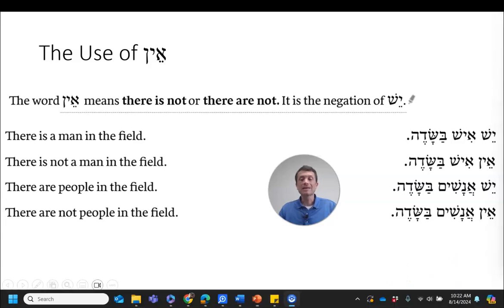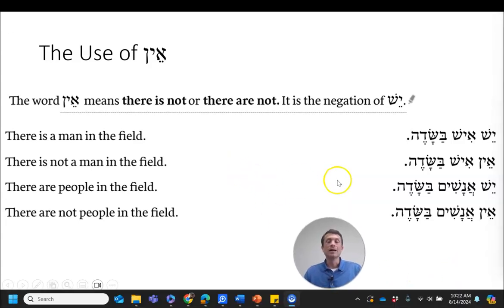Okay, now let's take a look at the negative particle of existence here. The word ein means there is not or there are not. It's the negative way that you normally say yesh if you want to say it positively. If you want to say something negatively, you say ein. So here's the positive, right? There is a man in the field. You could switch that yesh to ein, and it would be translated, there is not a man in the field. Or there are people in the field. Switch that to ein, there are not people in the field.